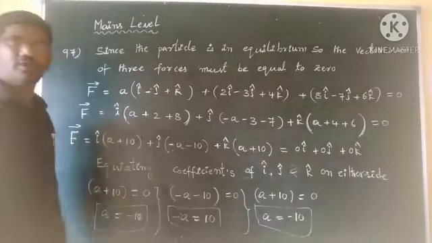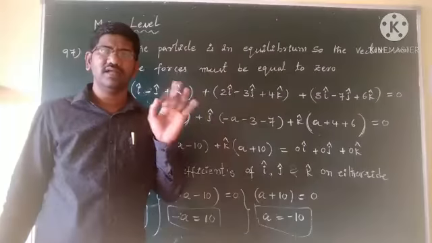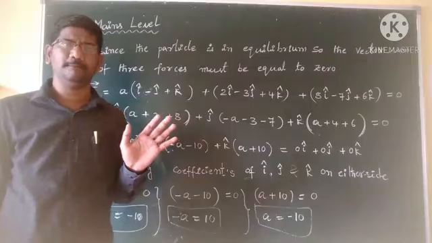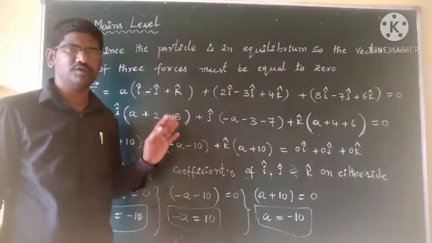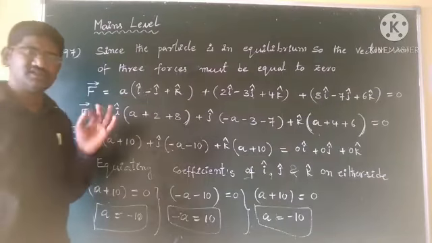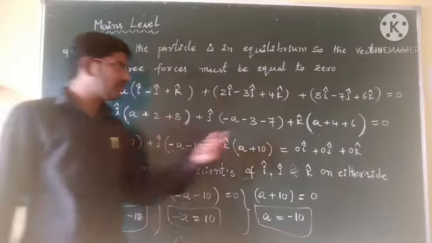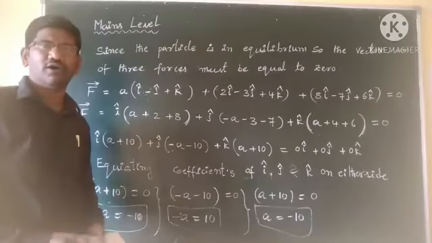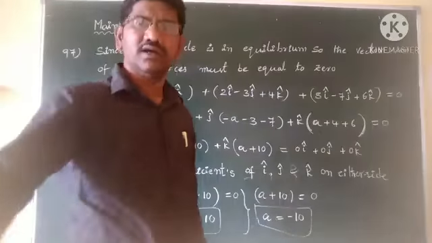So this is the given problem, students. They have given three vectors, and these are all acting on the same particle, and the particle is in equilibrium. Then they asked to find the value of A. Since the particle is in equilibrium, the sum of all the forces must be 0. We have equated that to 0, and we got the answer. Okay students, now we can go for the next problem.